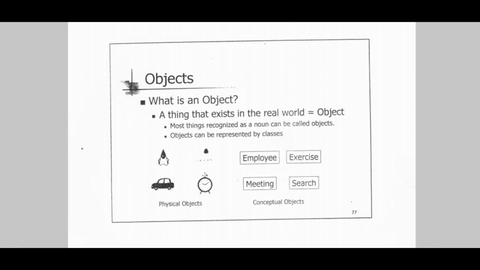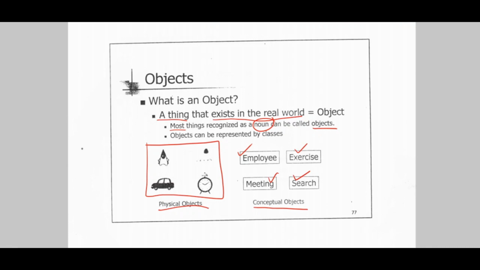An object is defined as a thing that exists in the real world. And most things that are recognized as a noun are called objects. Now, objects can be physical objects, like these examples we have here, or conceptual objects, like these examples we have here.